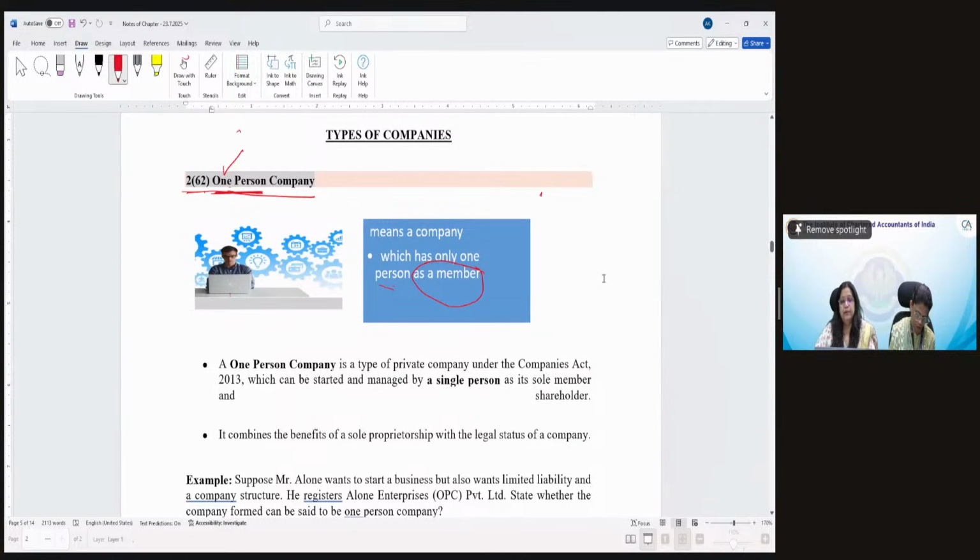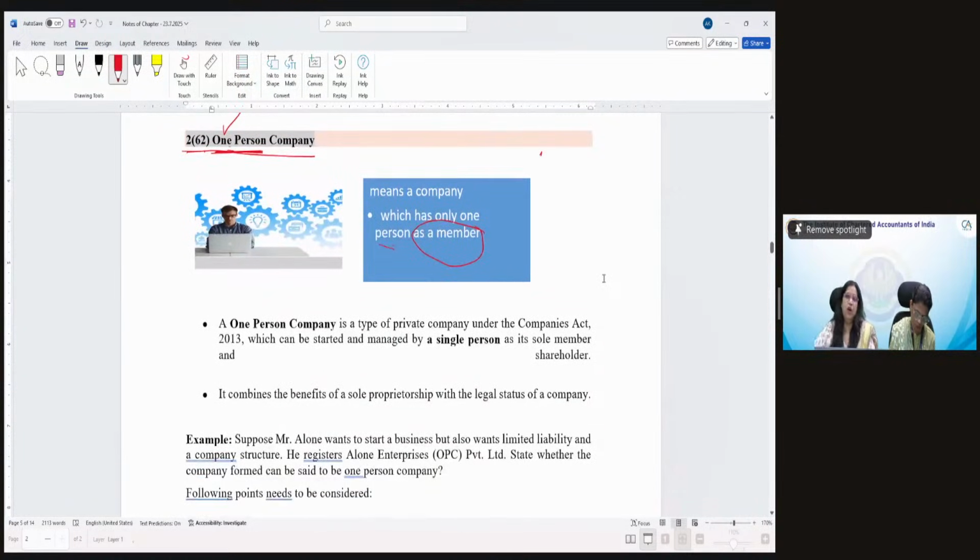What kind of company would it be? Would it be a public company or a private company? Let's not just learn all the things; let's try to understand, and it will automatically be in your mind. So what do you think? Should it be a public company, where many members are involved, or only one person is involved? Basically, it should be a type of private company, which can be started and managed by a single person.